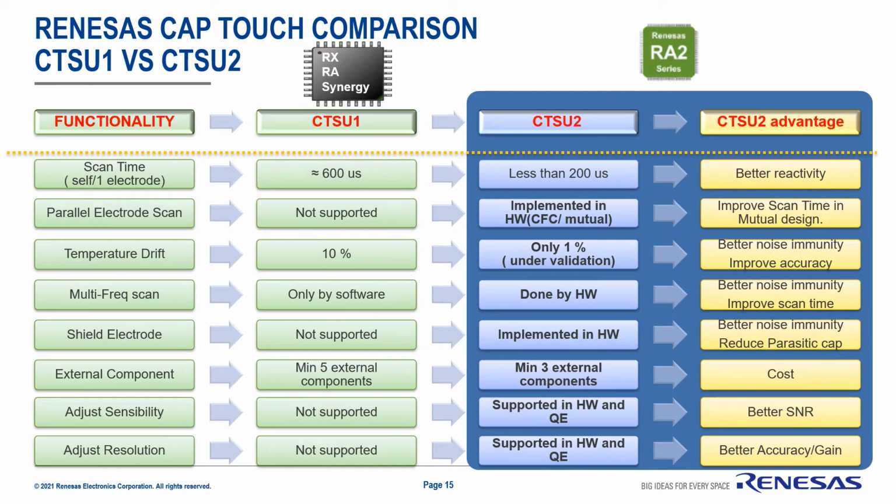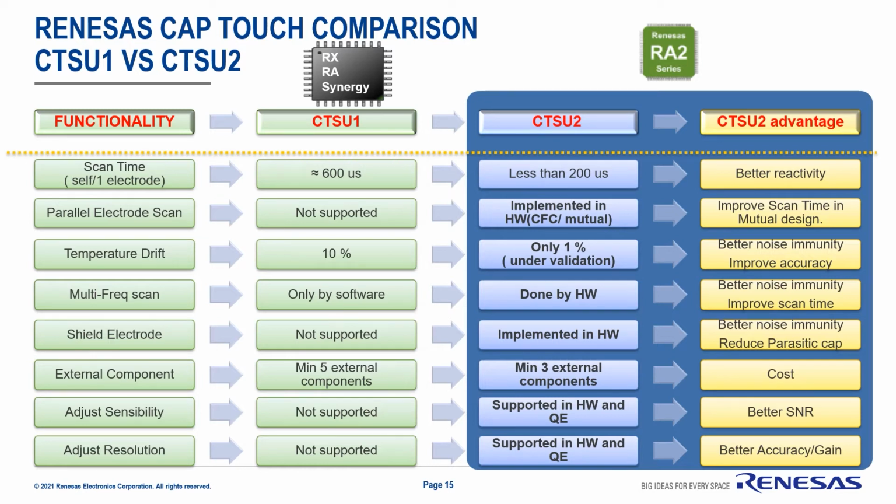Here, same, we improved the scan time. Concerning drift temperature, here it's for the noise immunity. We have a hardware process to manage this temperature drift. Now, with our new IP, we also support shield electrode, active shield electrode, in order to reduce parasitic capacitance and also to get better noise immunity.